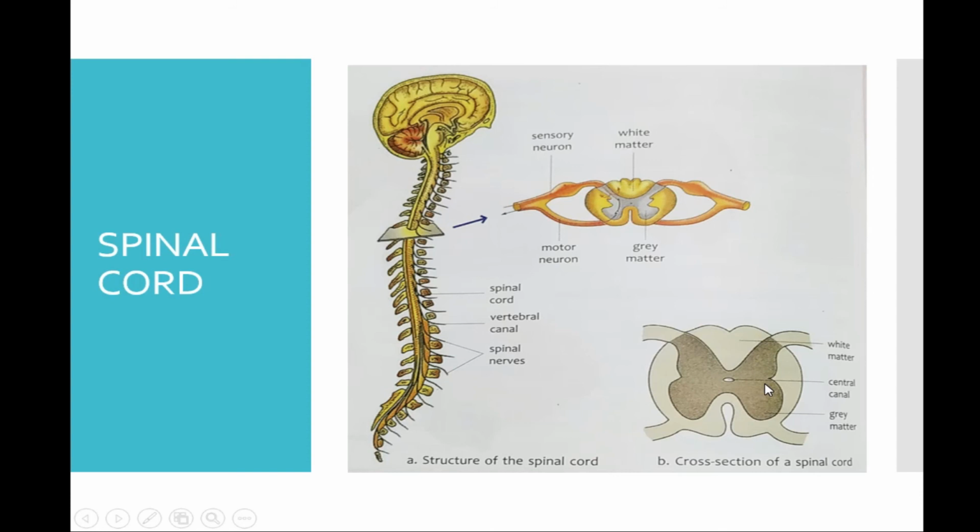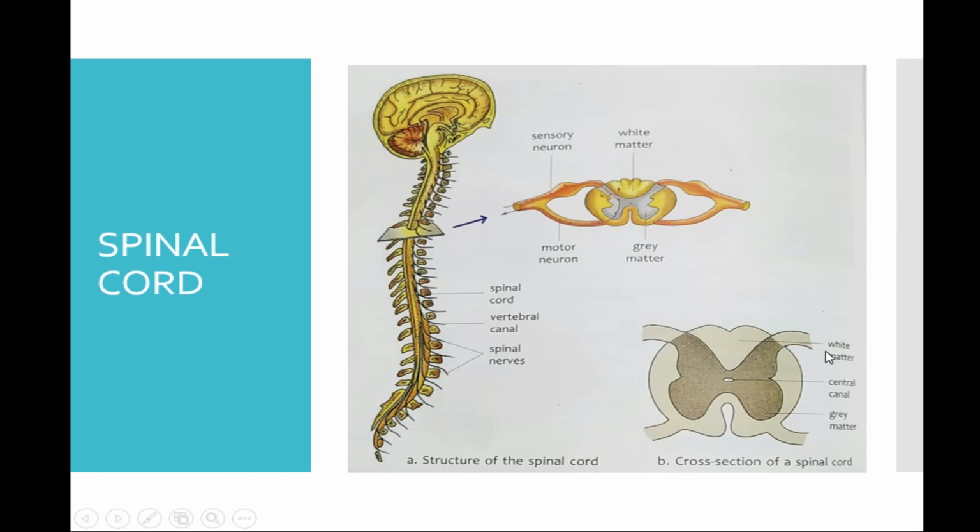This H-shaped area actually consists of the gray matter. You can see it's written here, gray matter. And what does this gray matter consist of? It consists of the cell bodies of the neuron. You have read the structure, so now you should know which is the cell body or the cyton of the neuron, right? That part is in the gray area. And the outer part is called white matter. And what does it consist of? It consists of the nerve fibers, the axon, you can say.